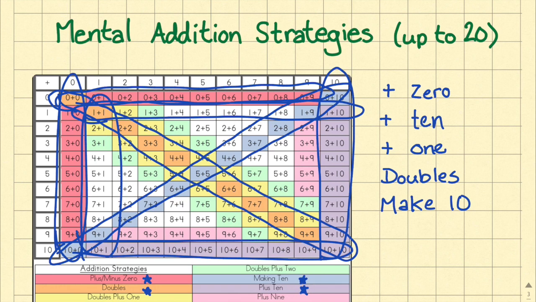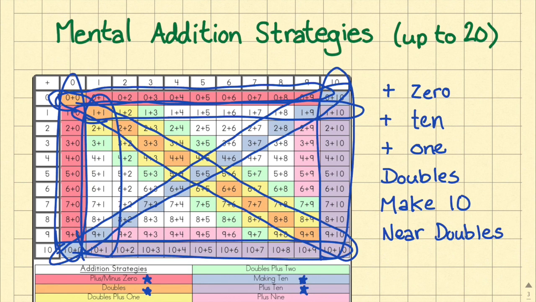After that, I'd probably go with doubles plus 1, or as I would call them, near doubles. So if I know that 6 plus 6 is 12, then 5 plus 6 should be 1 less, or 7 plus 6 should be 1 more.